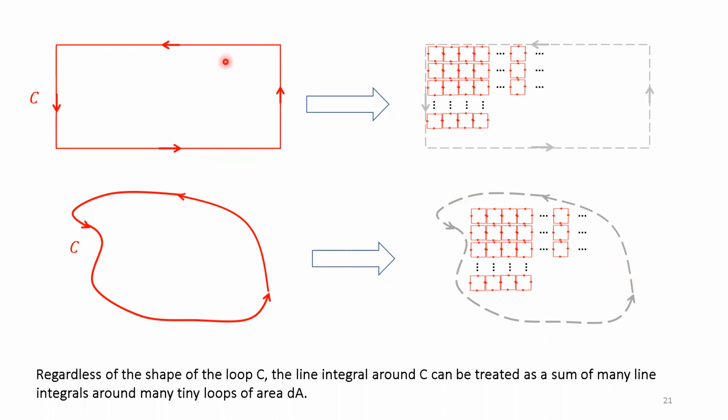So the bottom line is that if you give me any loop of arbitrary shape, I can always divide it into many small loops, each of length dx with dy. We know how to calculate the line integral for each small loop. It's just the circulation density times the area of the small loop.